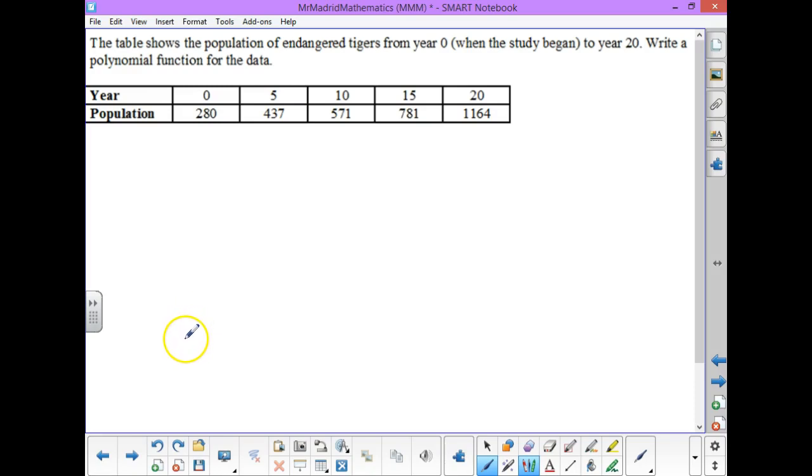The table shows the population of endangered tigers from 0 to 20 years. Write a polynomial function for the data. So where can we start here? We have to actually create a polynomial in which this data fits almost perfectly. Let's go ahead and get an idea of what kind of polynomial we're working with. So you should be thinking, how high of an exponent? What's the highest? What's the degree? Well, let's investigate this. Let's use this last method.